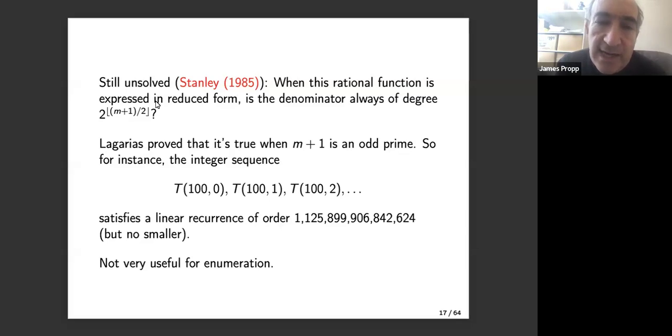So if, for instance, we look at the integer sequence that counts the number of domino tilings of a 100 by n rectangle, as n goes from 0 up to infinity, it satisfies a linear recurrence of pretty whopping large order. In fact, looking at it quickly, million, billion, trillion, quadrillion, I had to actually count the groups of 3 digits to see that it was about 1 quadrillion.